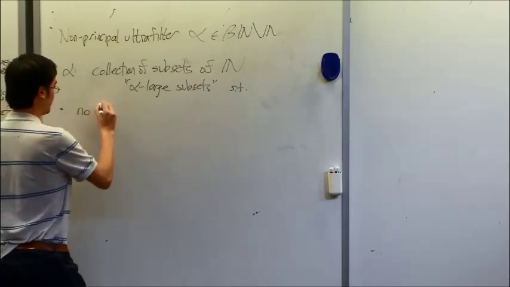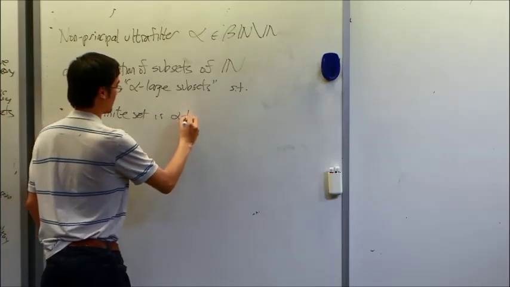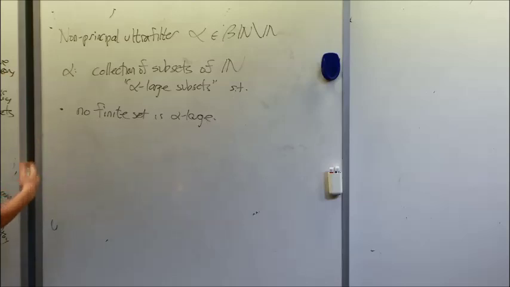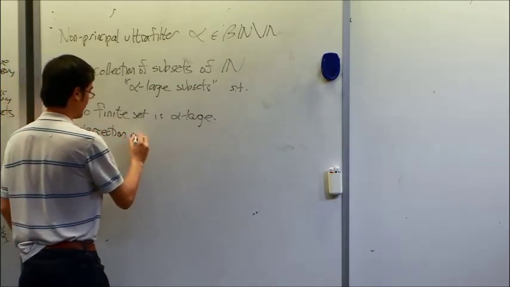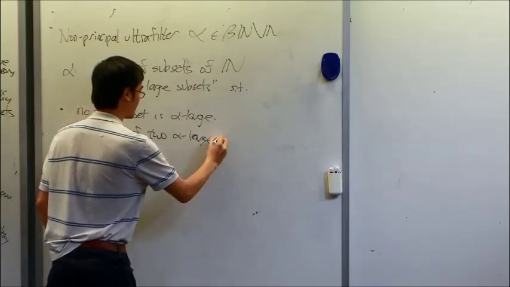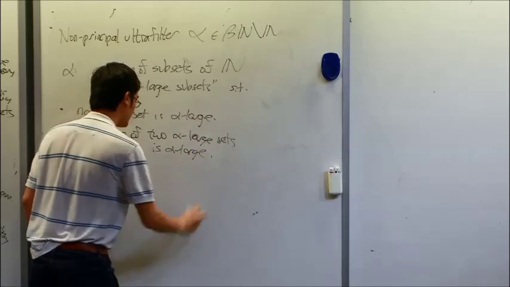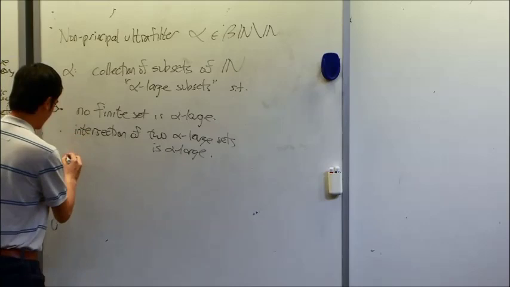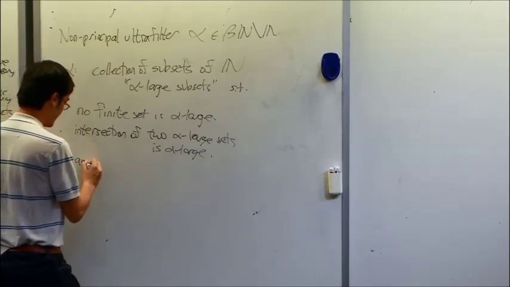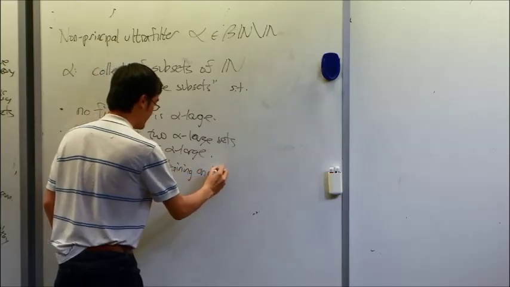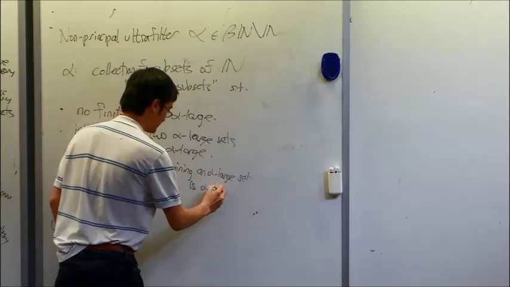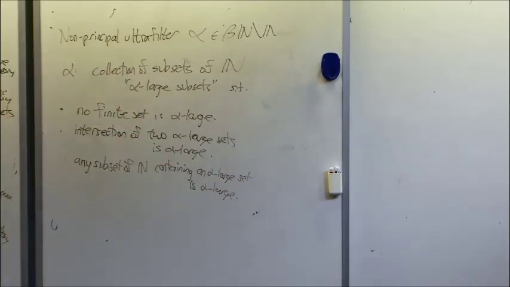One of them is that no finite set is alpha large. So only big sets get to be large. Another one is that the intersection of two alpha large sets is always alpha large. Then the third axiom is that any subset of the natural numbers containing an alpha large set is still alpha large. So if you have a set that's already alpha large and you make it bigger, it's still alpha large. These two axioms basically tell you that this set is a filter. And then the final axiom tells you it's an ultrafilter, and the first axiom tells you it's non-principal.